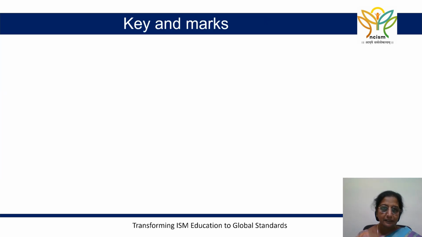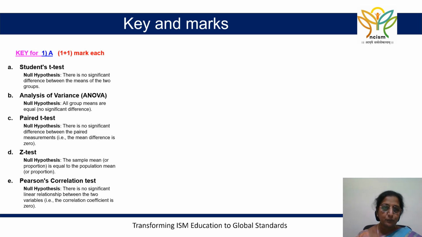Now we shall see the key and how the marks have been assigned. Coming to part A question, if they say correctly the test name, you give 1 mark, and if they have correctly stated the null hypothesis, another 1 mark has been given. So these are the answers for the part A question. First one, students t-test. The null hypothesis should be framed: there is no significant difference between the means of the two groups.